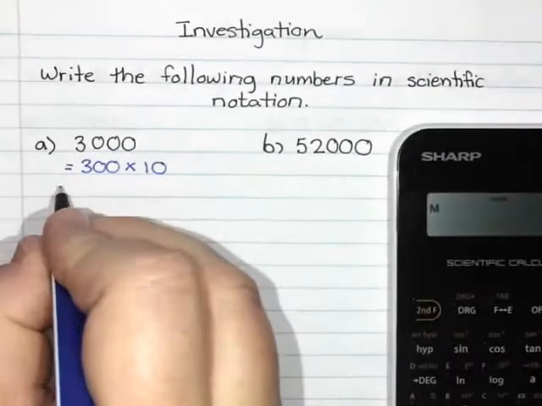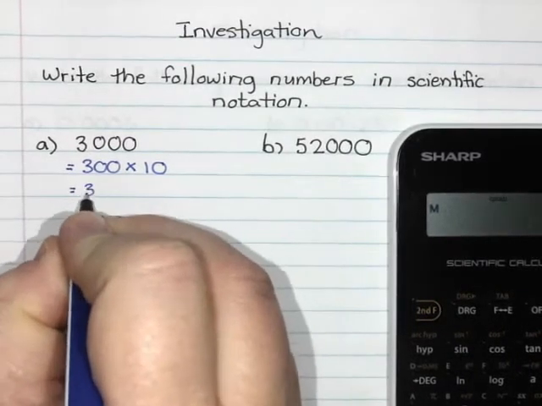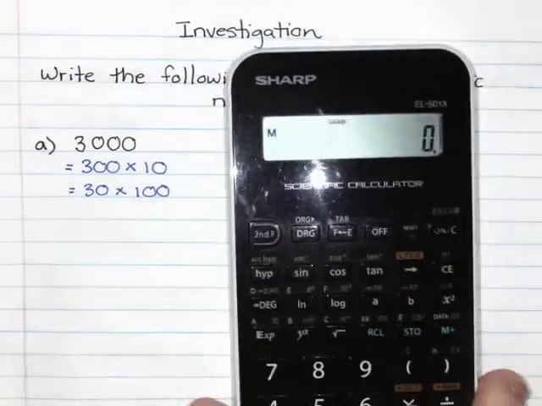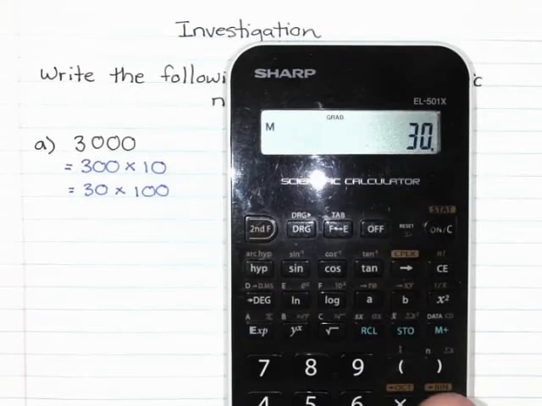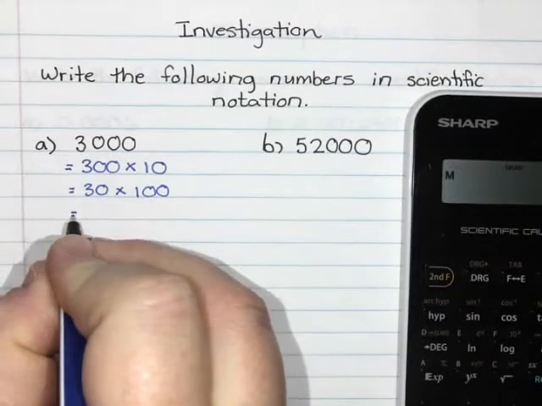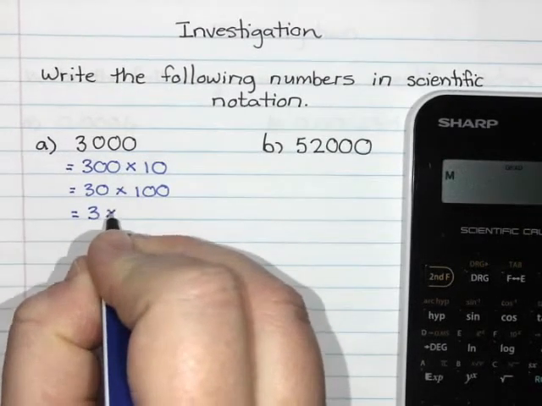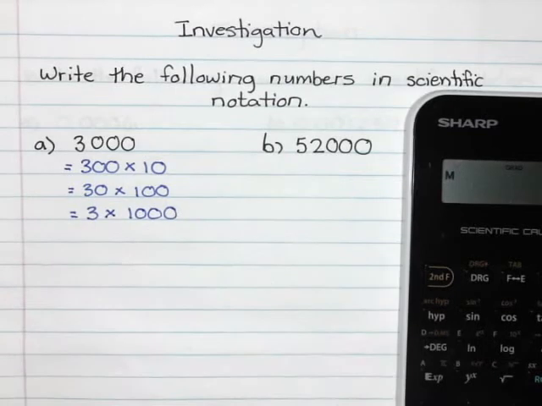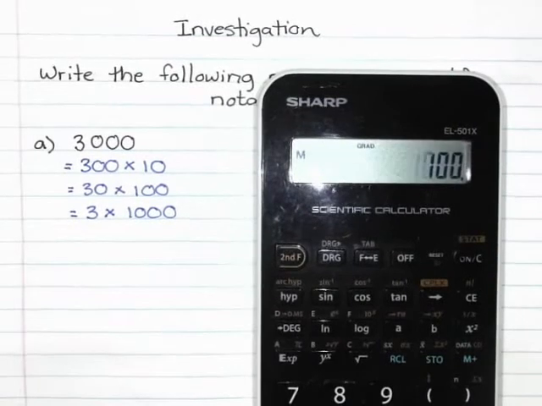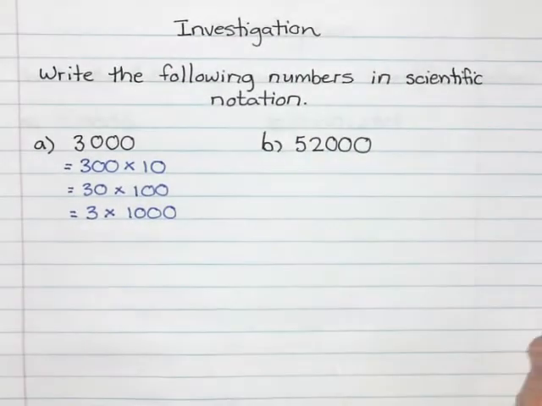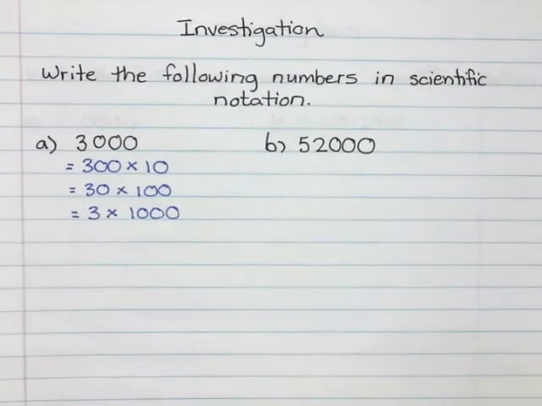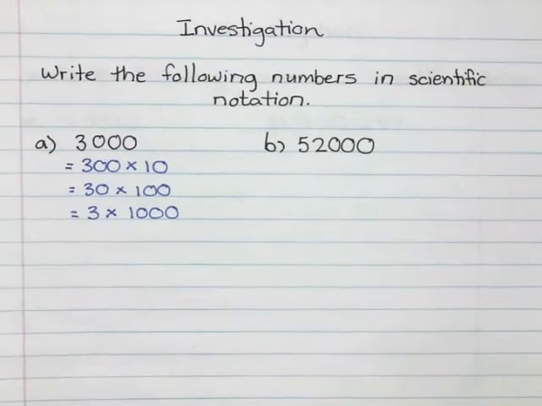I could also write it as 30 times 100. If I check that, 30 times 100 is 3,000 as well. Or this is the same thing as 3 times 1,000, right? I can check that on my calculator as well. 3 times 1,000 is 3,000. The reason I picked 10 is because scientific notation is based around powers of 10.